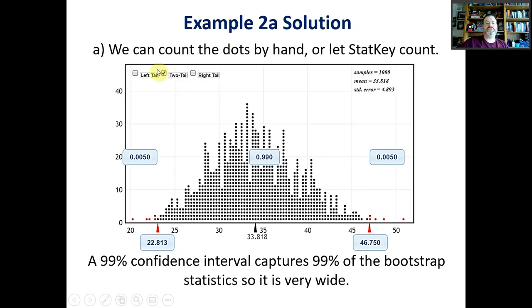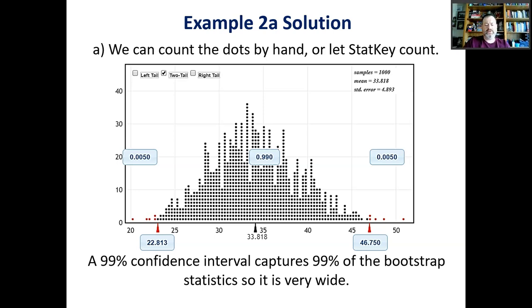You don't mess with this two-tail, right tail, left tail right now. We'll do that later. You just leave this as two-tail. You just click on this number in the middle and change it to your confidence level. As soon as you do that, the two numbers at the bottom will be your confidence interval. Now notice, this is a wider interval because all we've seen so far is a 95% confidence interval. A 95% confidence interval captures the middle 95%, and it's 2 standard errors. This is a lot wider, we can see, because the confidence interval captures 99% of the Bootstrap statistics. So it's actually very wide.